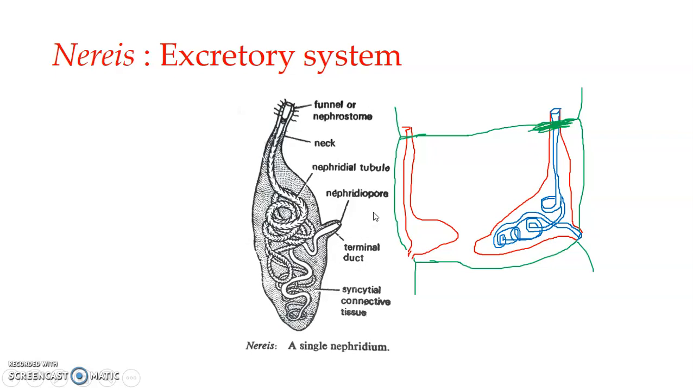The nephridia also possess the power of osmoregulation. That is, they play a very important role in maintaining salt and water balance in the body of Nereis. So this is about the excretory system. We saw the structure of the nephridium and how the process of excretion is carried out. Apart from excretion, nephridia also play a very important role in osmoregulation.